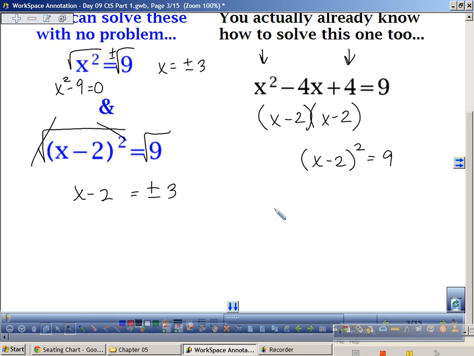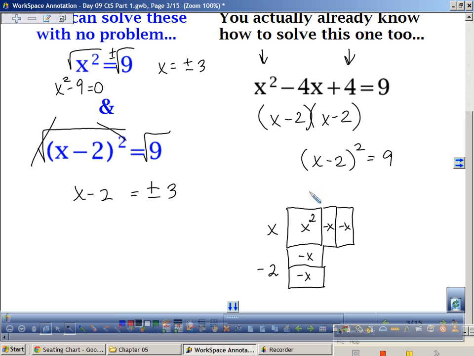How many of you have worked with algebra tiles before? Okay. One? In algebra 1? All right. So this is an x squared, negative x, negative x, negative x, negative x. This is what we're going to create right here.